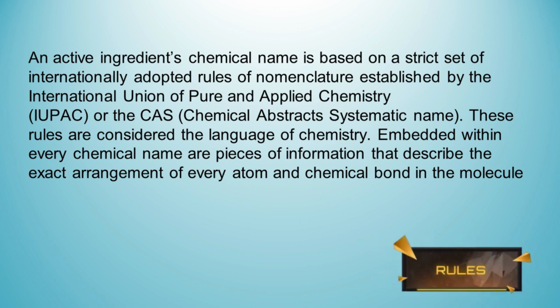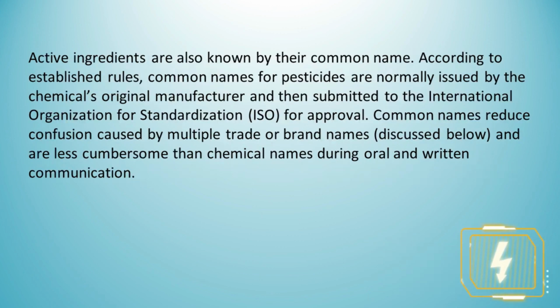Embedded within every chemical name are the pieces of information that describe the exact arrangement of every atom and chemical bond in the molecule. Active ingredients are also known by their common name. According to established rules, common names for pesticides are normally issued by the chemical's original manufacturer and then submitted to the International Organization for Standardization (ISO) for approval. Common names reduce confusion caused by multiple trade or brand names discussed below and are less cumbersome than chemical names during oral and written communication.